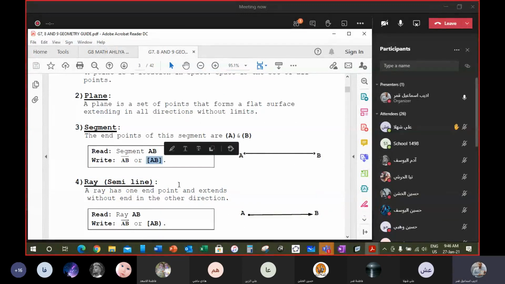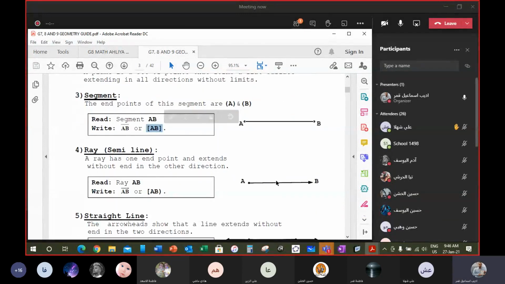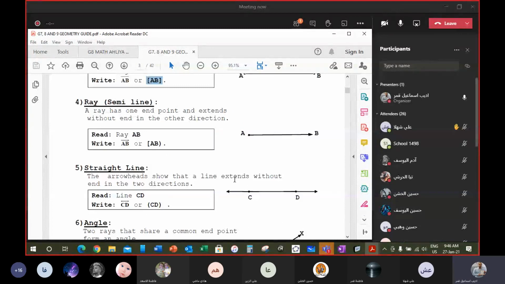Ray is ray or semi-line. A ray has one endpoint. For example, this is the ray AB. It starts from A and never ends at B. Semi-line. This is its symbol. Straight line. Straight line is a line that has no limits from any direction, from the two directions, and it is read as line CD. This is the line CD, and the symbol is like that.